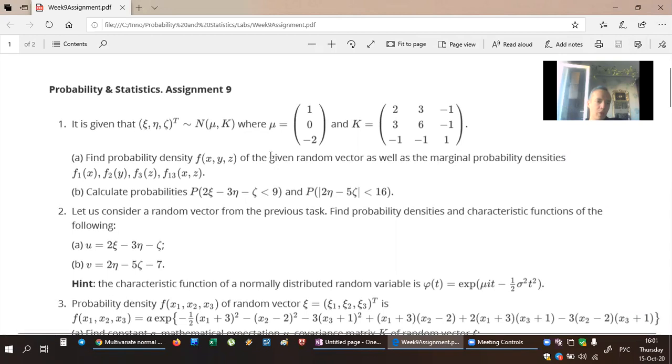So in number 1, we have a random vector which consists of 3 components. If we deal with a normal random vector, it means all of these components are also random variables which are normally distributed. So each component is also a normal variable. And these two parameters, the column mu and the matrix K, they are characteristics of this normally distributed random vector.